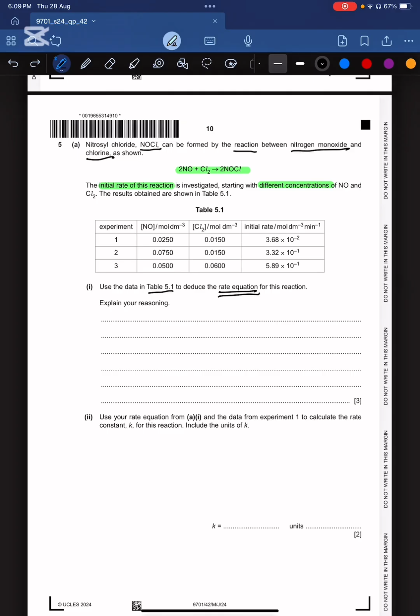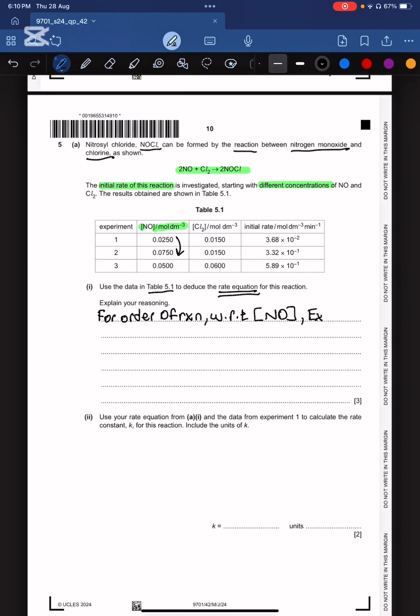Now, when I need to find out the order of reaction with respect to the concentration of nitrogen monoxide, I need to take two experiments wherein the concentration of nitrogen monoxide changes, but the concentration of chlorine stays the same. This is experiment one and two. So I will write for order of reaction with respect to, please write in full in the exam, concentration. The square brackets indicate concentration in mole per dm cube. This is why there's a square bracket here too.